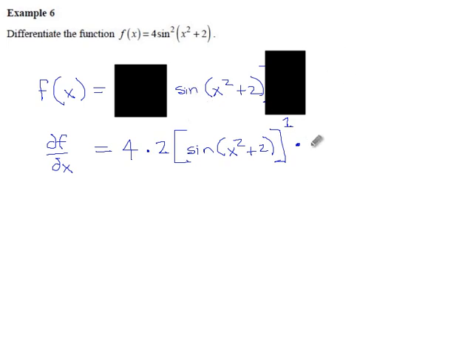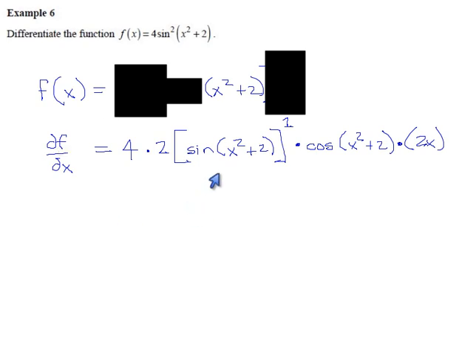Well, that's a sine, so its derivative is cosine x squared plus 2. That's the end of the sine derivative. And now the chain rule says, wait, what was in that sine? Do its derivative now. And its derivative is, for the derivative of x squared, we get 2x. The derivative of 2 is just 0, so we can ignore that bit. And that is the complete derivative.